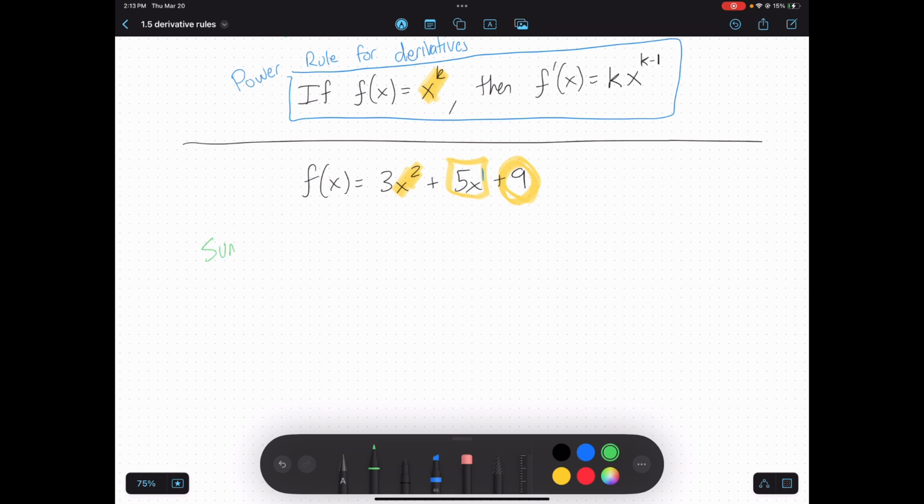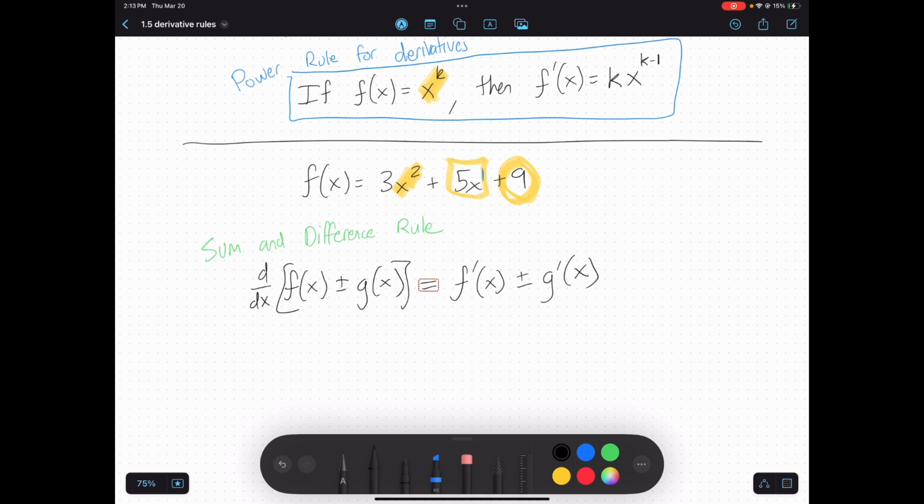The first one we're going to look at is called the sum and difference rule. The sum and difference rule tells me that if I have two functions that are being added or subtracted together, and I want to take the derivative of them, if I try to put addition and subtraction inside that difference quotient, it's going to get pretty complicated. Well, it turns out that it's as simple as just taking the derivative of each piece separately and then adding them together. So I can take the derivative of f, then take the derivative of g, and then add or subtract. Well, why is that helpful?